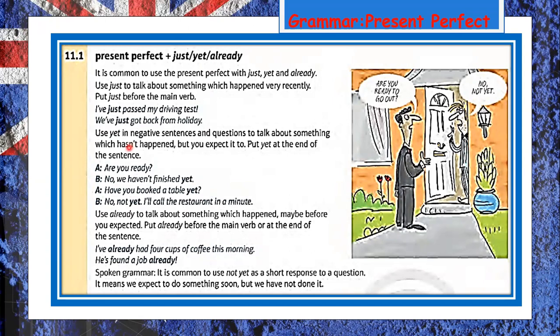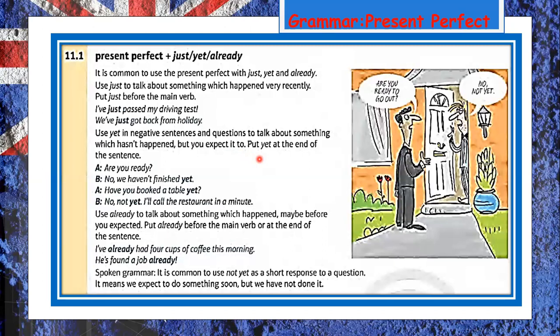We use yet in negative sentences and questions to talk about something which hasn't happened but is expected to. Put yet at the end of the sentence. Example, are you ready? No, we haven't finished yet. Have you booked a table yet? No, not yet. I'll call the restaurant in a minute.